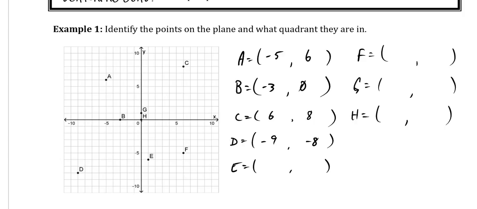So for E, I go over 1, and then I go down 6. So over to the right one is +1, and down means negative. So 1, -6. Anybody else get that for E? F is over 6, down 5.